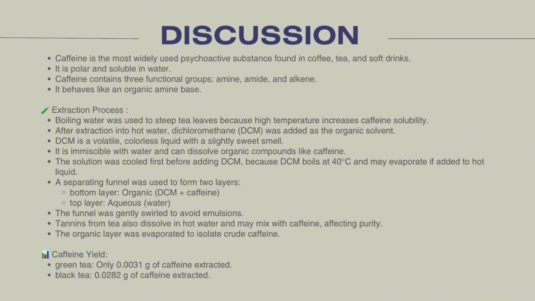to hot liquid. A separating funnel was used to form two layers: the bottom layer, which is organic, dichloromethane and caffeine, and the second one, the top layer, which is aqueous water. The funnel was gently swirled to avoid emulsion. Tannins from tea also dissolve in hot water and may mix with caffeine, affecting purity. The organic layer was evaporated to isolate crude caffeine.